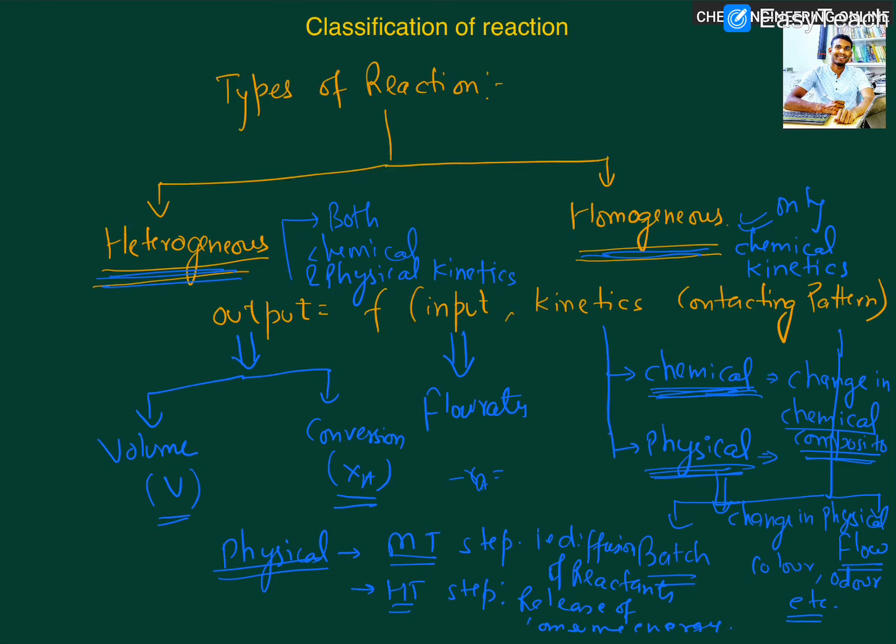So you will come to know in the later part that heterogeneous set of reactions have different equations, because that time mass transfer step and heat transfer step also will play an important role in deciding the rate of reaction. But in homogeneous reaction, only chemical composition change will affect the rate of reaction.